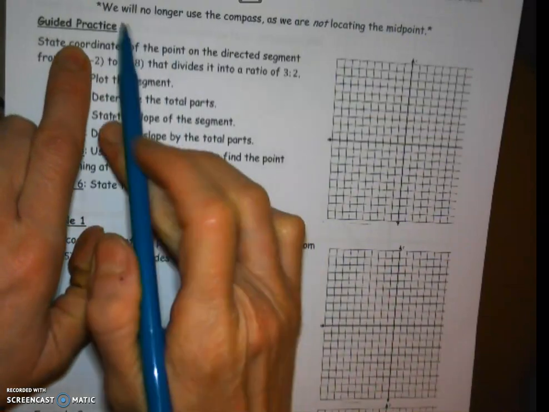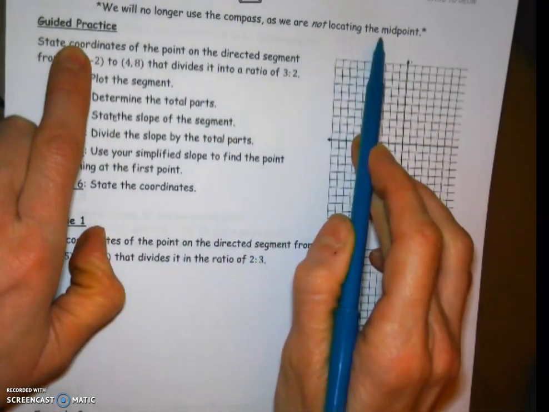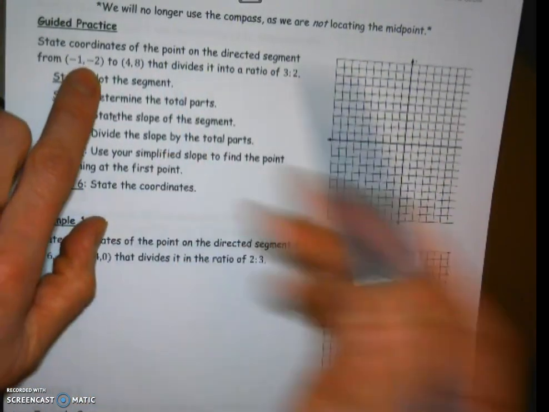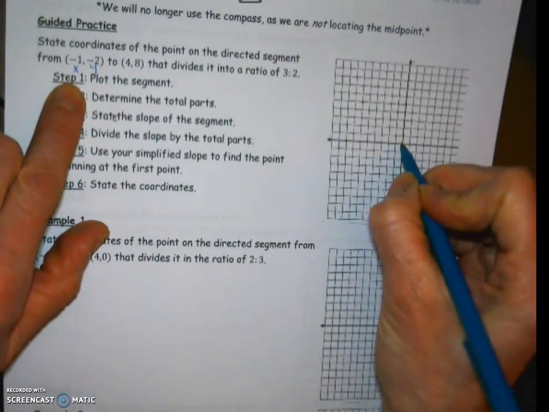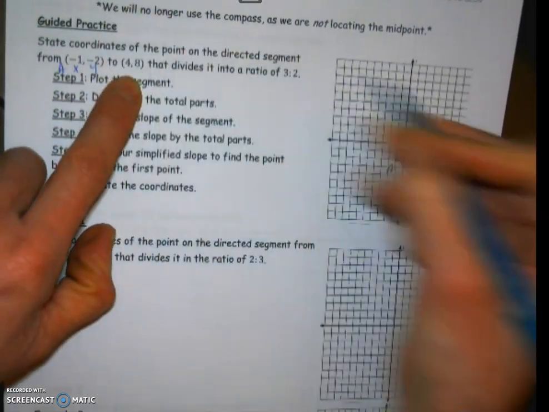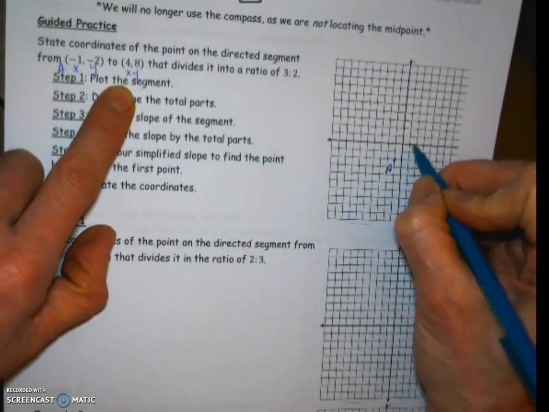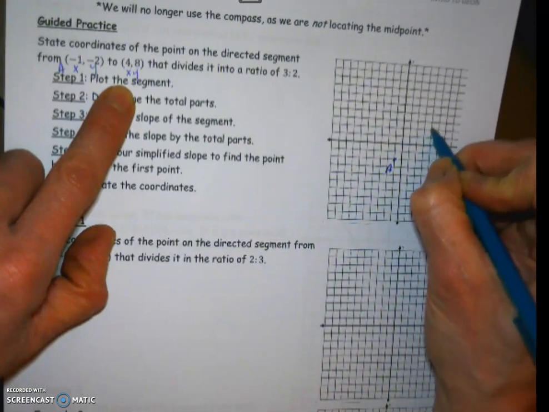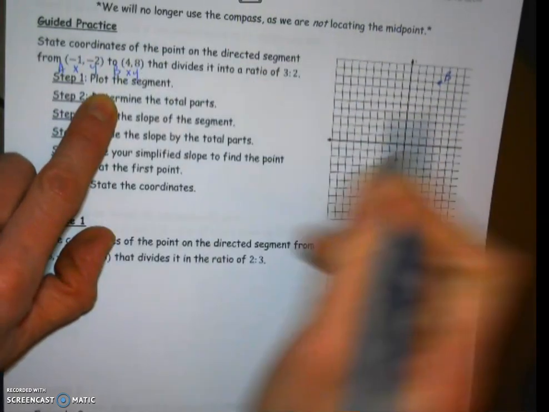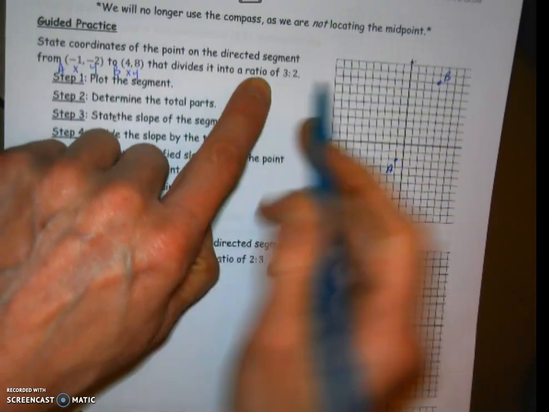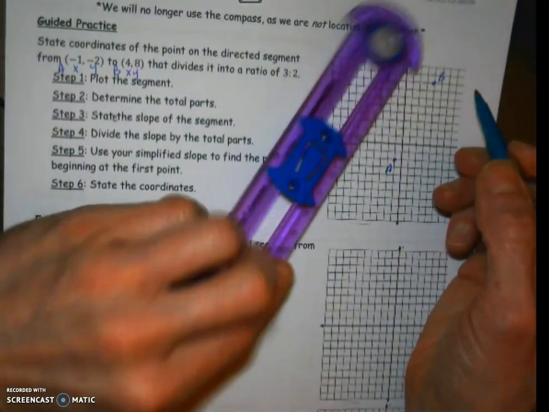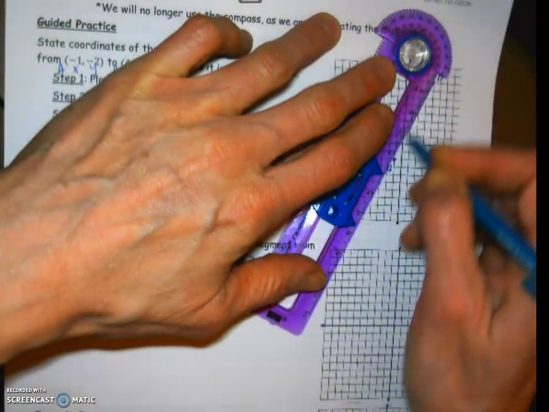Guided practice. It says we will no longer use the compass as we are not locating the midpoint anymore. State the coordinates of the point on the directed segment from -1, -2, so X comma Y. So -1 on the X, -2 on the Y. I'm going to call that point A, and we're going to end at 4, 8. So over 4, 1, 2, 3, 4, 1, 2, 3, 4, 5, 6, 7, 8. I'm going to call that point B just so that we can refer to it. And we want to divide this into a ratio of 3 parts to 2 parts. So step 1 is to plot the segment. And if you have your straight edge, you should always use that to connect your 2 points.